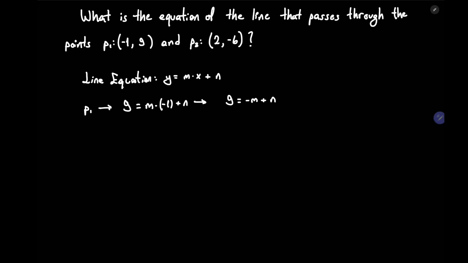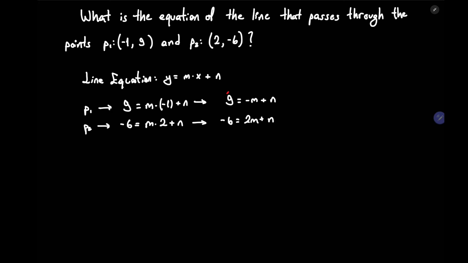Now let's apply the second point, P2, which is -6 = m times 2 + n. So from this we get -6 = 2m + n. From these two equations we need to find the value of m and the value of n. How are we going to do that? Let's first find the value of m. In order to find the value of m, we need to get rid of the n terms from our equations.